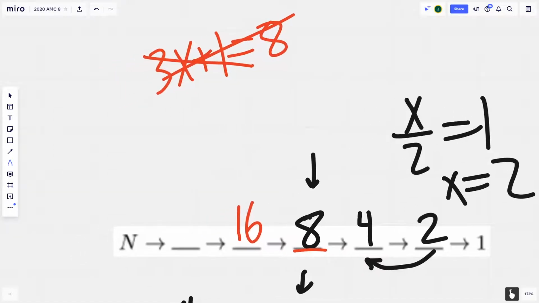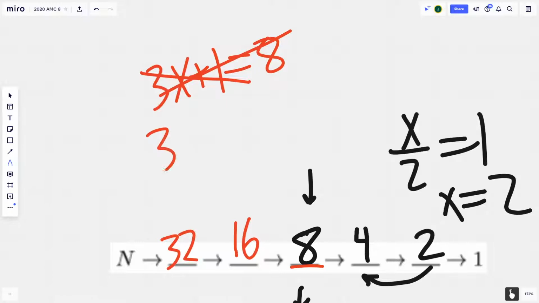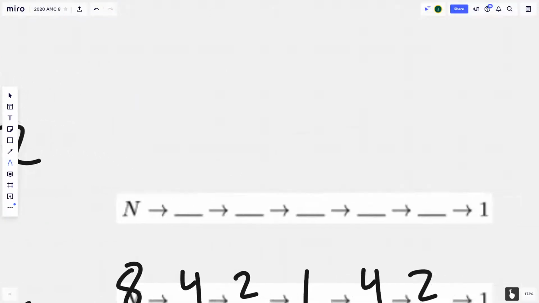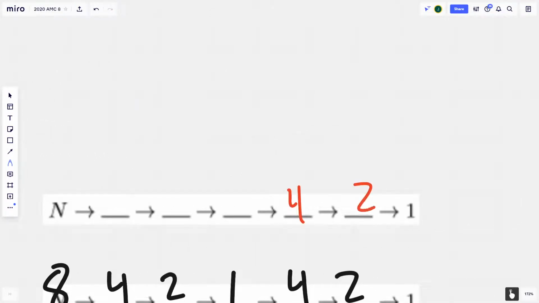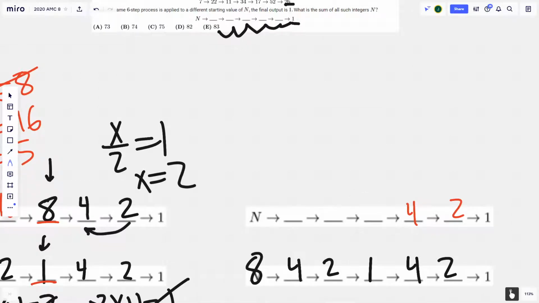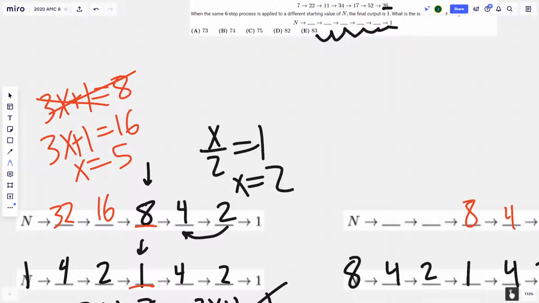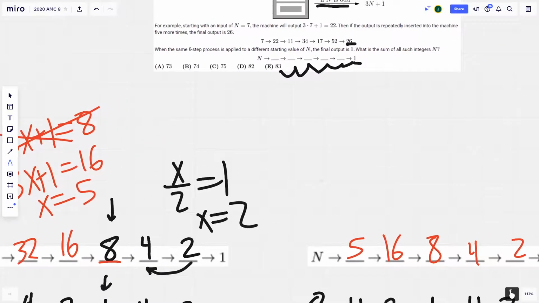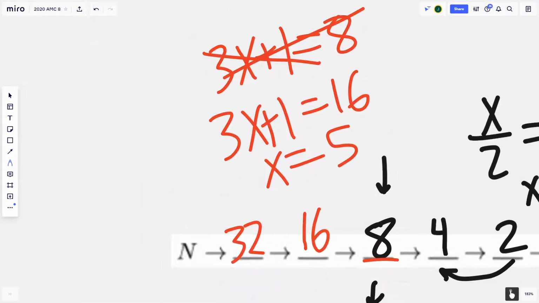Now, working backwards one more time, the term before 16 can either be 32, which is double 16, or we can end up solving 3x plus 1 for 16, and we end up seeing that x equals 5 is a possibility instead. So here we have another 2 cases to consider. So our sequence would go 32 or 16, 8, 4, 2, 1, but before the 16 we could have a 5. Now here we have 2 distinct sequences to consider, so let's start with this one instead and finish it off.